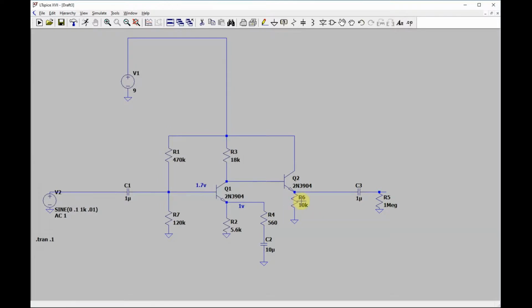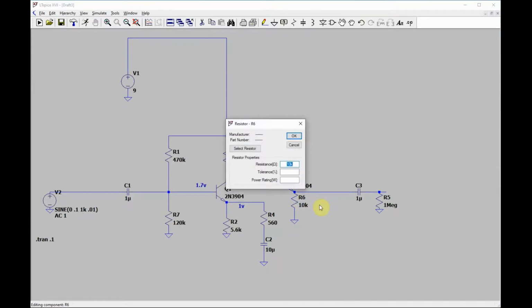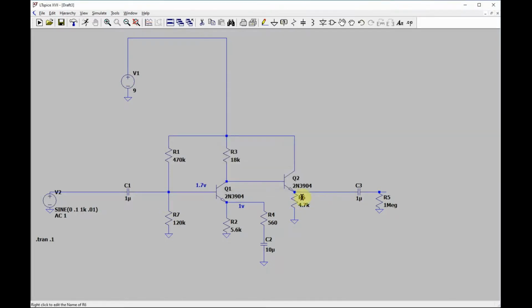This 1K I use sometimes, 10K would be fine. I could make it 4.7K, but it's got to be at least 1K, because you're going to need enough resistance at this base to go through. So enough on that.